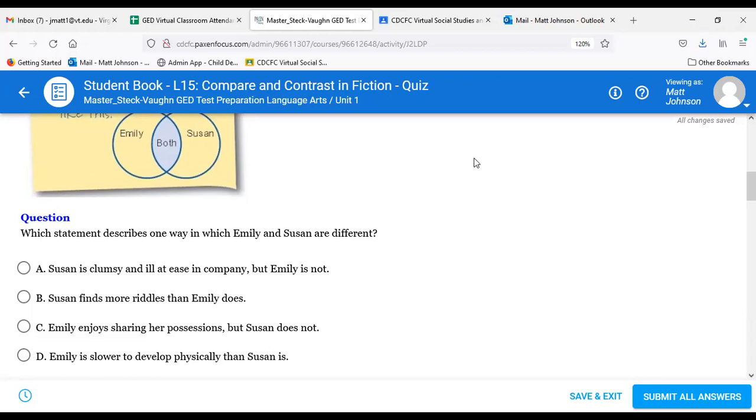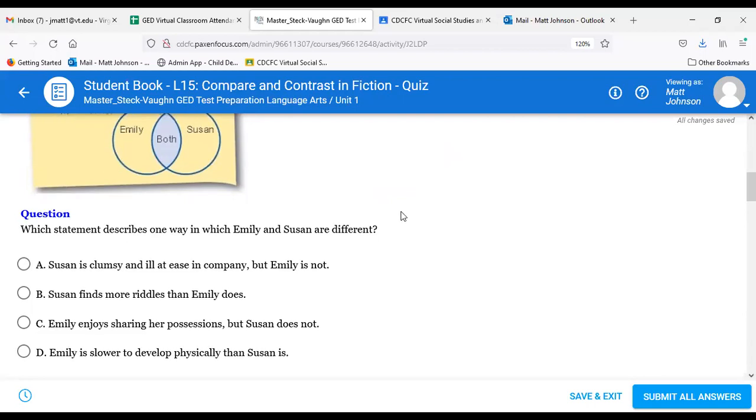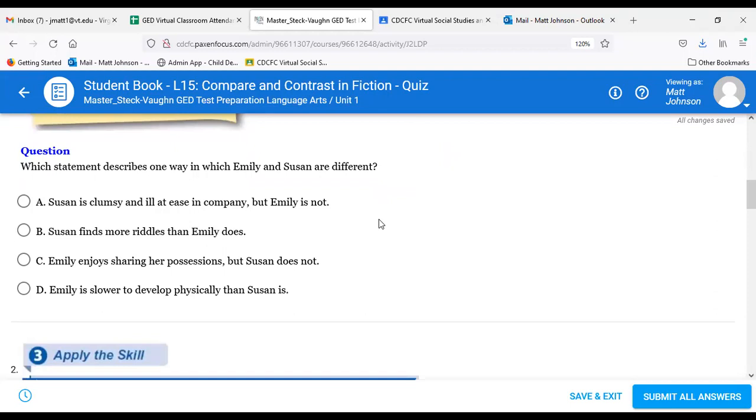Okay. Which statement describes one way in which Emily and Susan are different? A. Susan is clumsy and ill at ease in company, but Emily is not. B. Susan finds more riddles than Emily does. C. Emily enjoys sharing her possessions, but Susan does not. And D. Emily is slower to develop physically than Susan is.